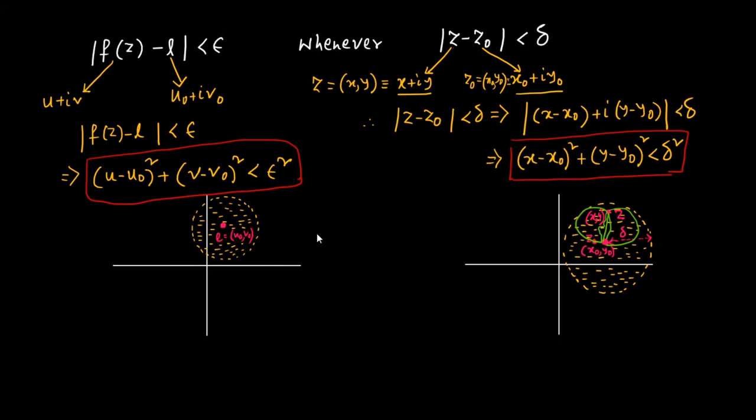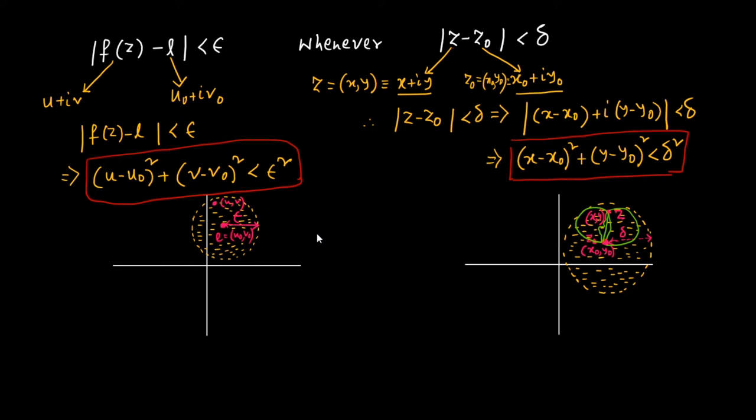Something like this: an open circular disk centered at L and radius epsilon. And this UV, that means f(z), the ordered pair UV means f(z), will lie somewhere inside this open circular disk. So say my UV may lie in this place. Maybe I'm roughly estimating everything for the sake of discussion.